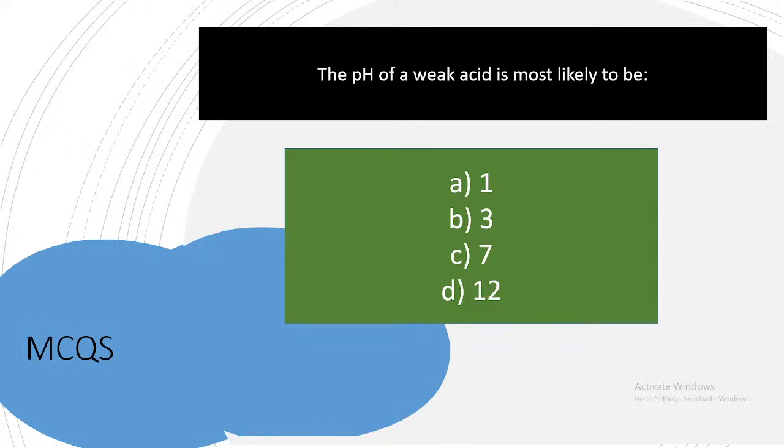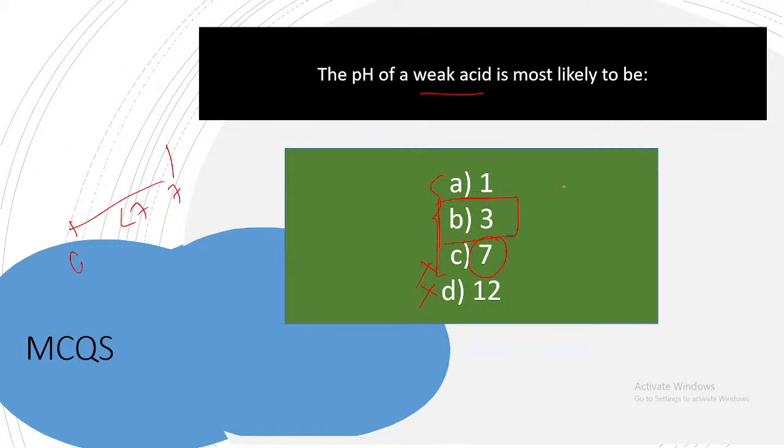B. If you see here, the question is for a weak acid. To be an acid, the pH should always be less than 7, so it cannot be more than 7. If it is more than 7, this is not the correct option. Now 7 is neutral, so it cannot be. The remaining are A and B. Between 1 and 3, 1 is always the strongest acid, so the remaining option is B. So B will be the answer for a weak acid.